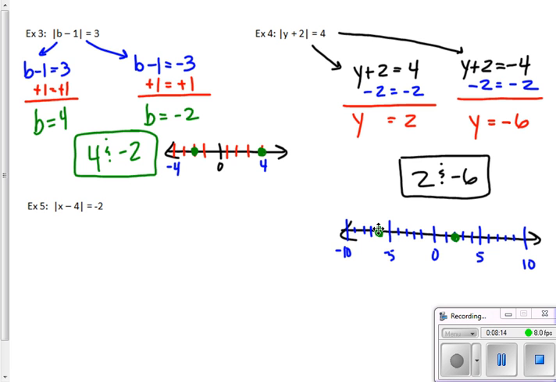Example 5 is a unique example. Reason why is, look here. Here's the absolute value. We have the absolute value of x minus 4 equals negative 2. This here is no solution. Reason why? You cannot have the absolute value of a number equal a negative number. You're not negative units. You're 5 units away, you're 10 units away. Doesn't matter if it's positive, negative.